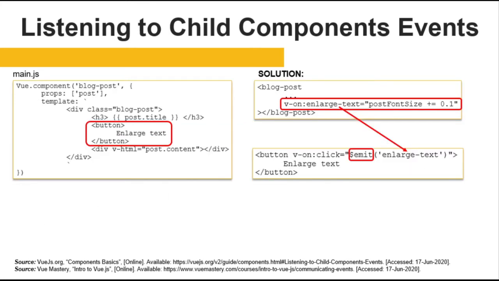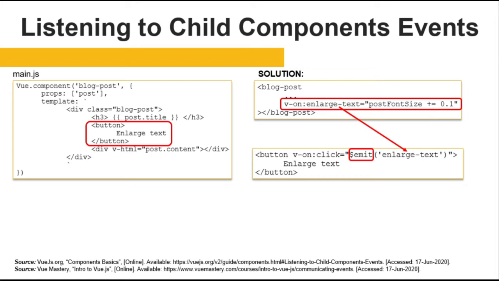Now let's add a button to enlarge the text right before the content of every post. The problem is this button does not do anything since there is no existing method in order to listen for user actions. When we click on the button, we need to communicate to the parent that it should enlarge the text of all posts. Fortunately, Vue instances provide a custom event system to solve this problem.